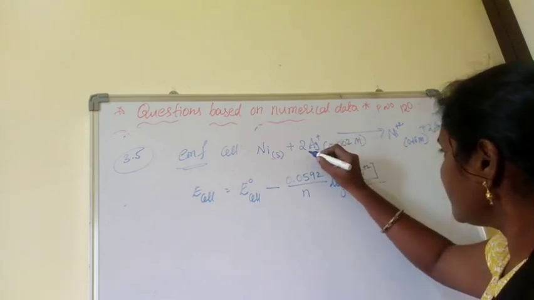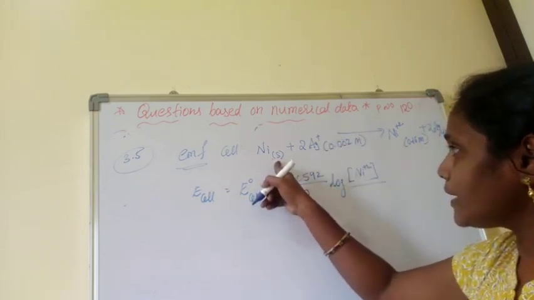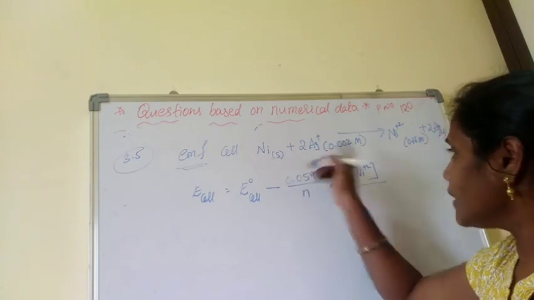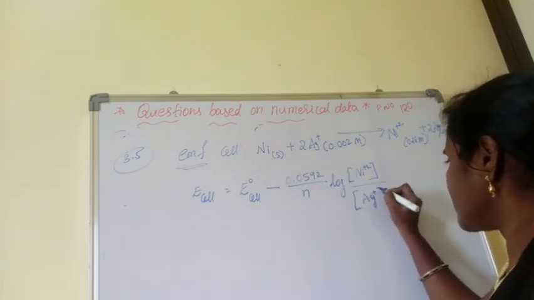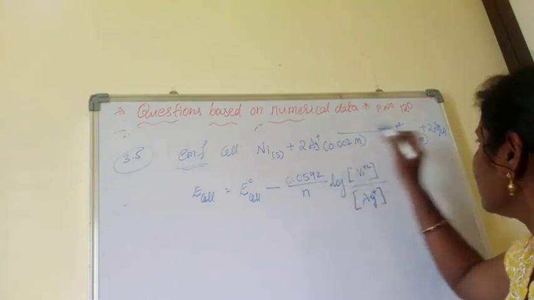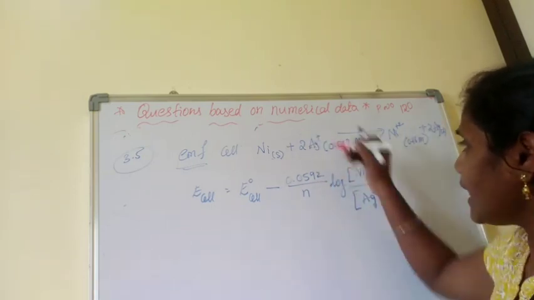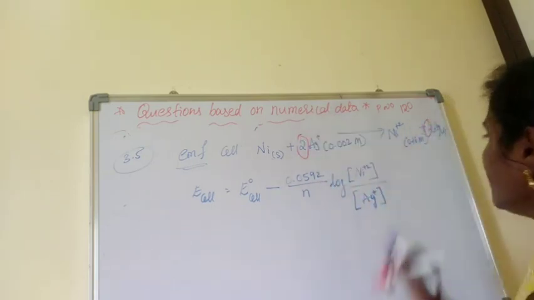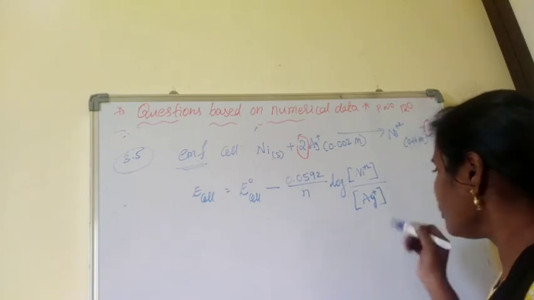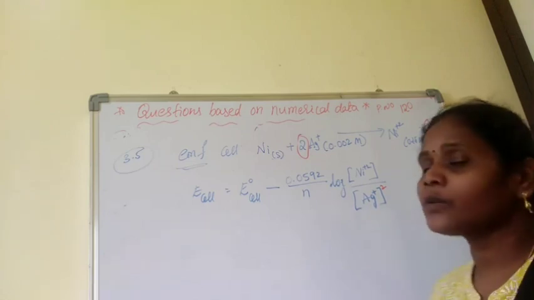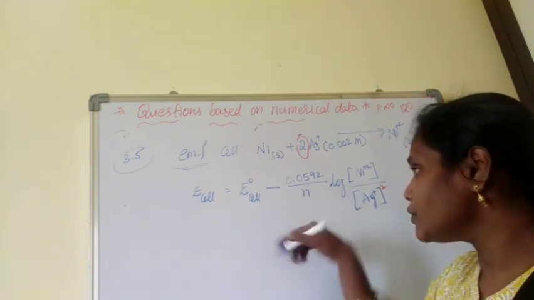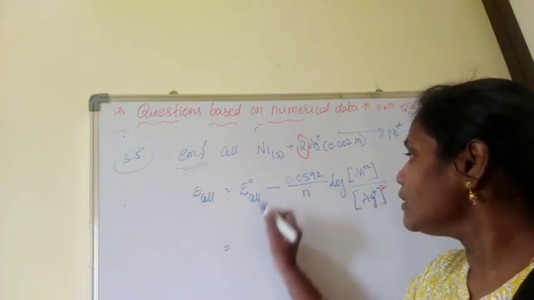Then what is the reactant? Solids I am not taking. Only ions I have to take. Therefore the reactant is silver, Ag plus. But Ag plus has 2 molar concentration, I mean 2 moles. Therefore, in my Nernst equation, this will be squared. Then substitute all. Then what is E naught of the cell?